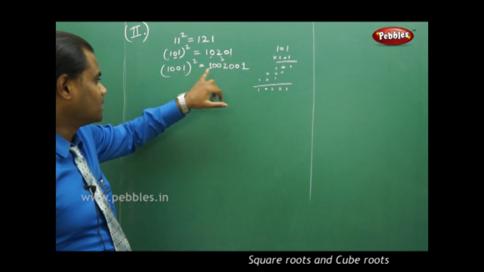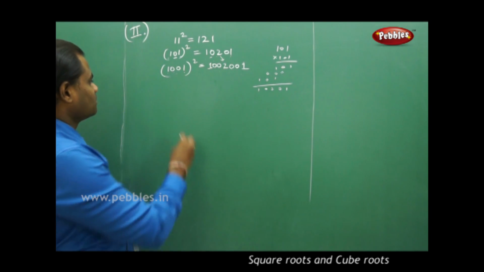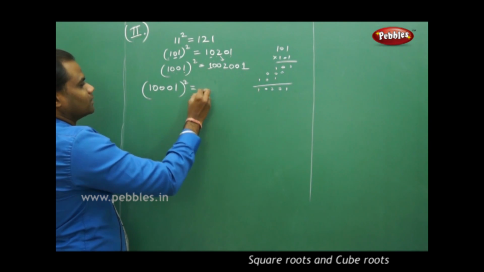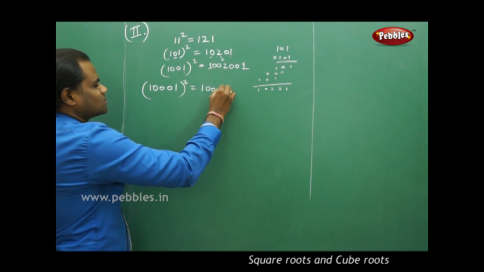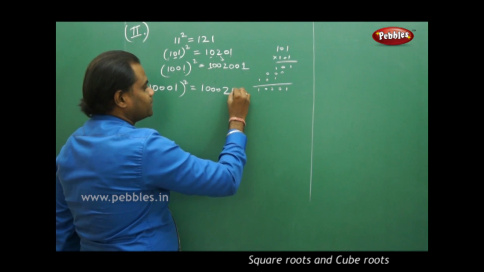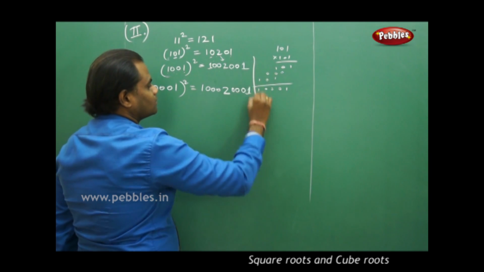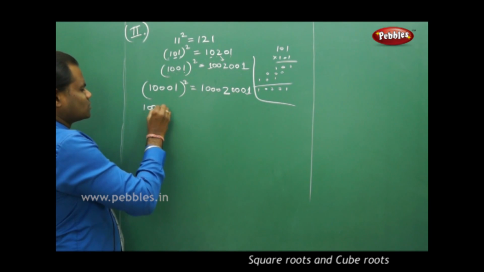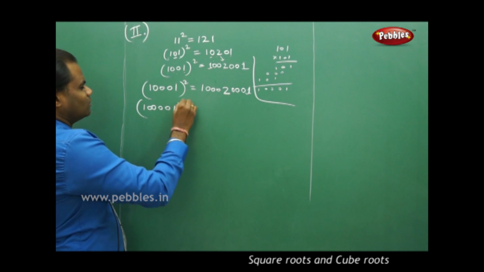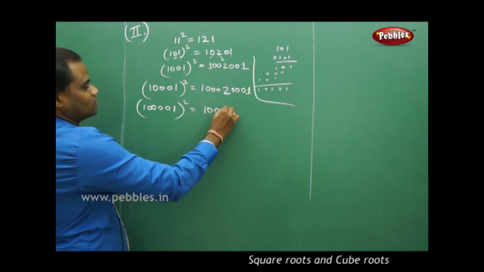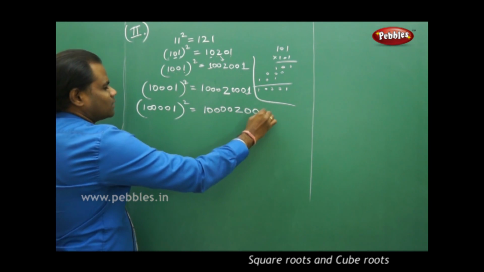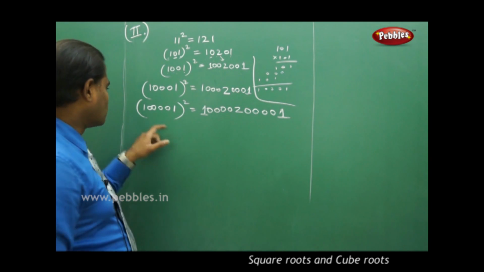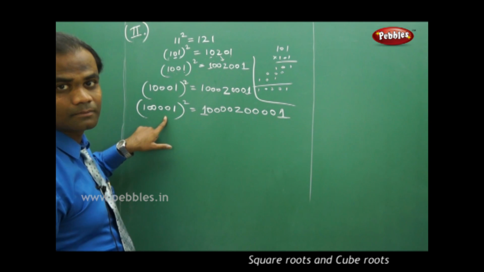We can randomly check that this will always hold. Coming to the next, if I have 3 zeros in the middle, then the square of this would be 1, 3 zeros, followed by 2, then 3 zeros followed by 1. If I have 4 zeros in the middle, the whole square would give me 1, 4 zeros followed by 2, then 4 zeros followed by 1. This is how I get the square of these particular numbers.